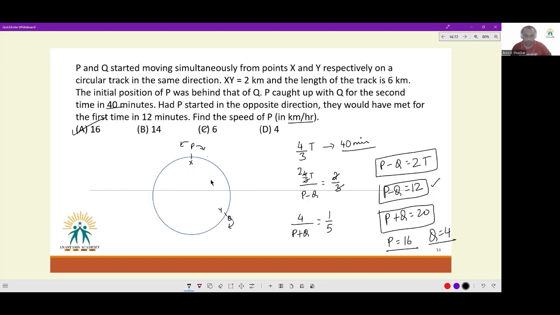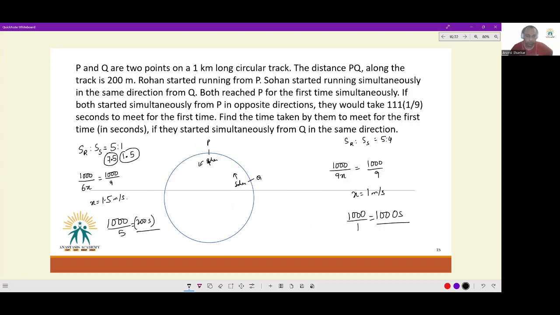Like in the previous question, here the initial position of P was behind that of Q. This was specified, and therefore we got a unique answer there. Here we were simply told both Rohan and Sohan are running in the same direction. So because we don't know who is in the front, who is in the back, both these cases exist. Because both these cases exist, both these answers can also come.